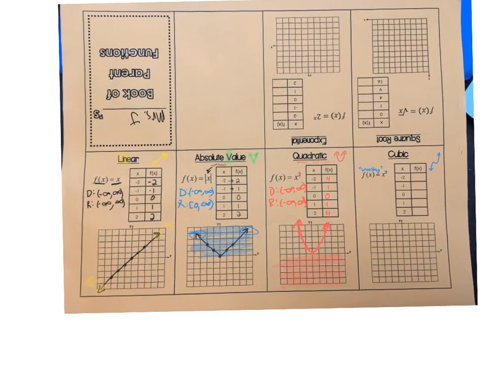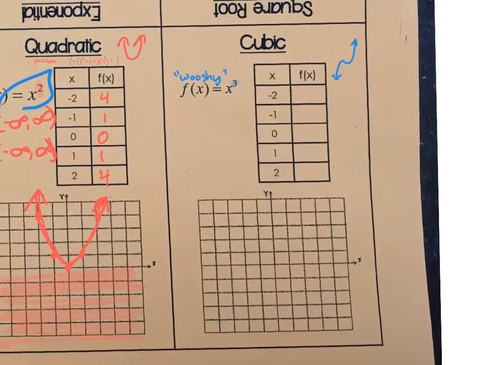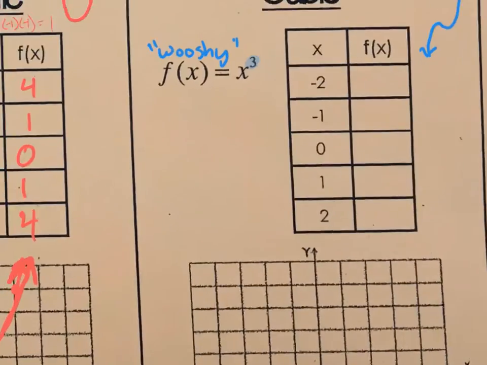So plain old x is a plain old line. X to the 2 is a U all of the time. Absolute value, Victor V, and x to the 3 looks like a whooshy. So let's see what happens mathematically with this.